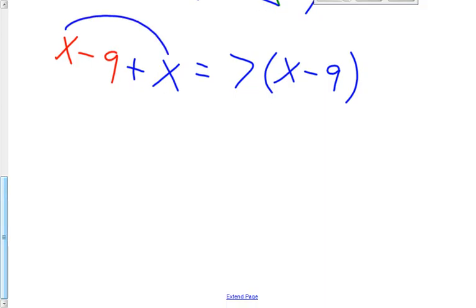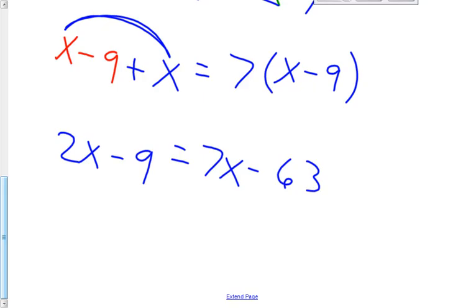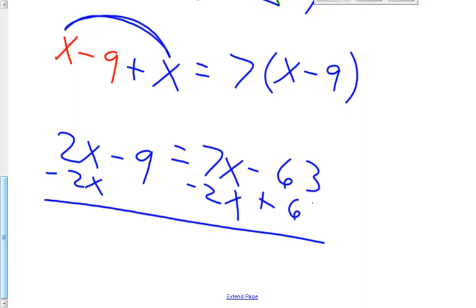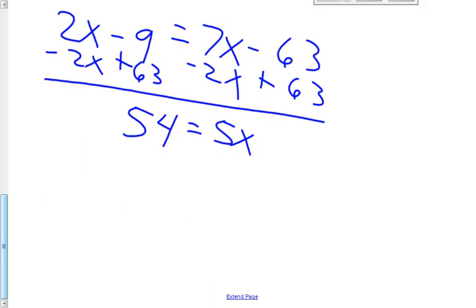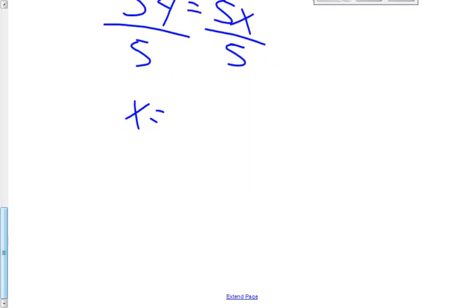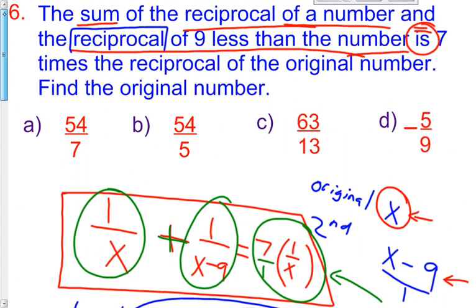On the left side, 1x plus 1x is 2x. 2x minus 9 equals 7x minus 63. So now I'm going to subtract 2x, and I'm going to add 63. So I get 54 on the left, and I get 5x on the right. And then finally, solving for x, I divide both sides by 5. So x equals 54 fifths. Is that one of my A, B, C, D options? Letter B. 54 over 5. So that's how you solve problem number 6.